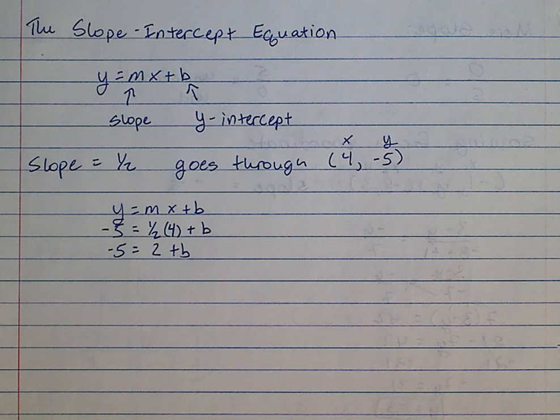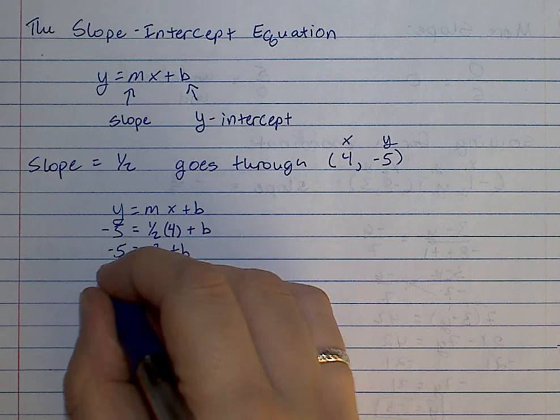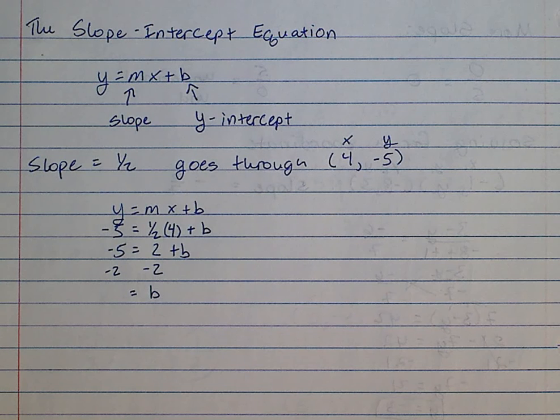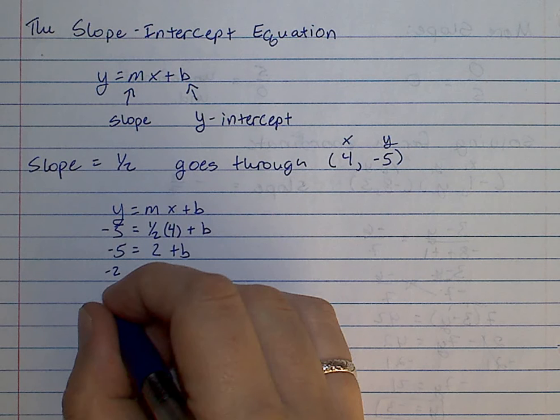Now if I want to get b by itself, what do I have to do to that 2? Okay, so I'm going to minus 2 from both sides. Minus 2, minus 2. So I've got b is equal to -7. Great, Allison, thank you. So b is equal to -7.